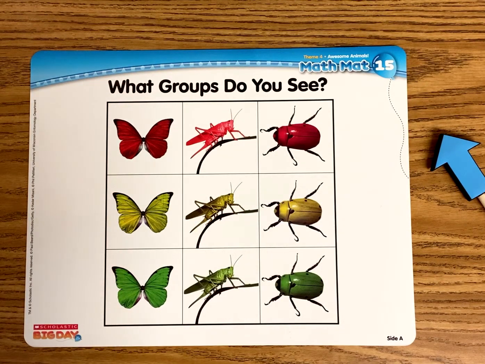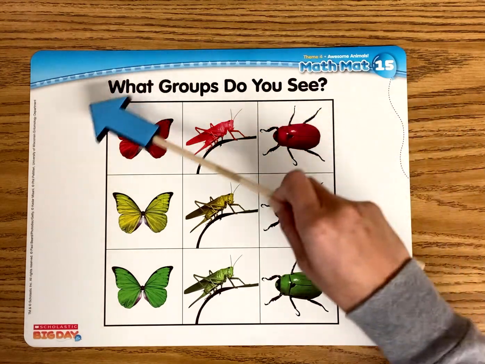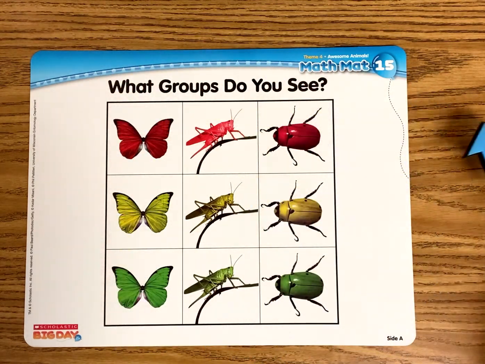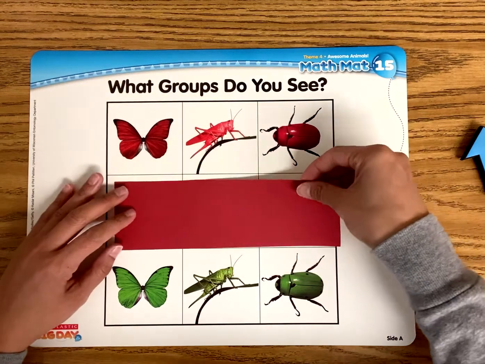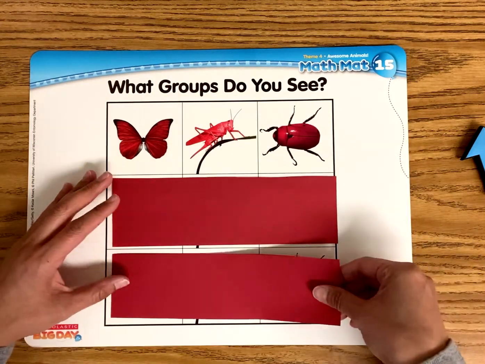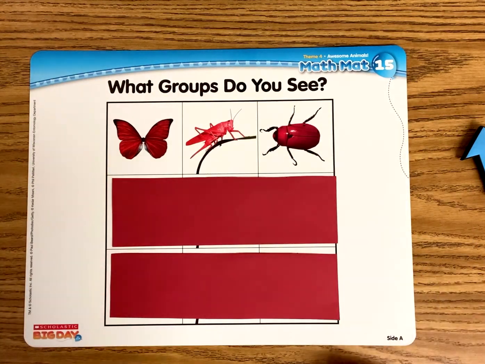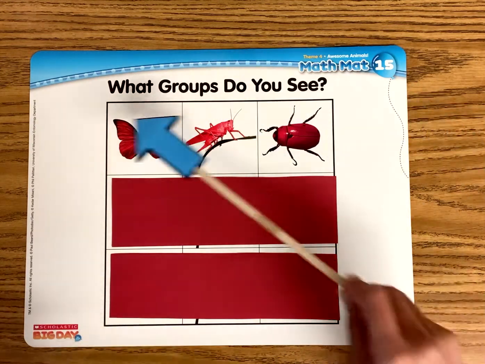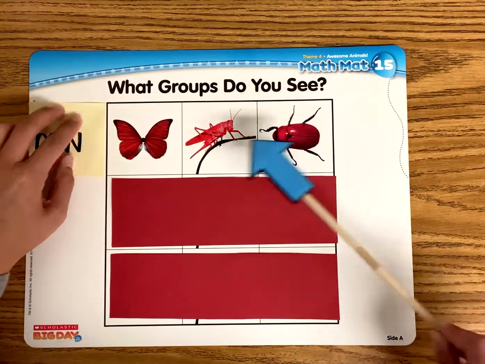Today I have a math lesson for you. Here we have a grid. A grid can help us organize objects. What do you see in this row? Here is our row.